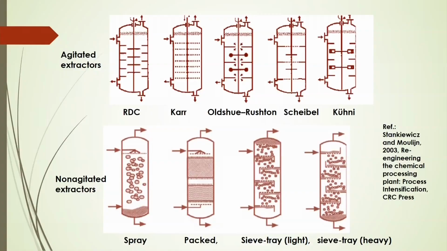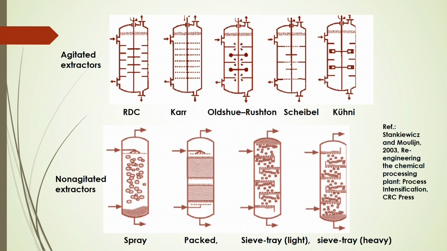Here you will see some figures from Stankiewicz and Moulijn in 2003, when they discuss the re-engineering of chemical processes in the plant, published in a book as Re-engineering the Chemical Processing Plant. In their book they have reported agitated extractors and non-agitated extractors.